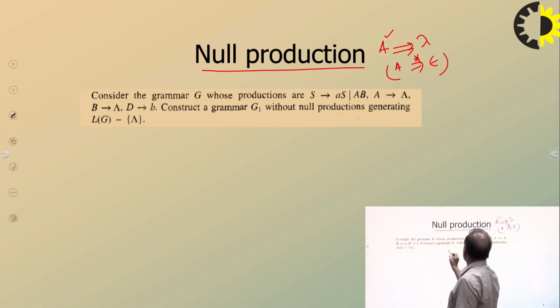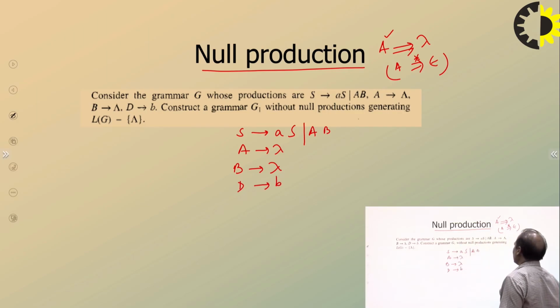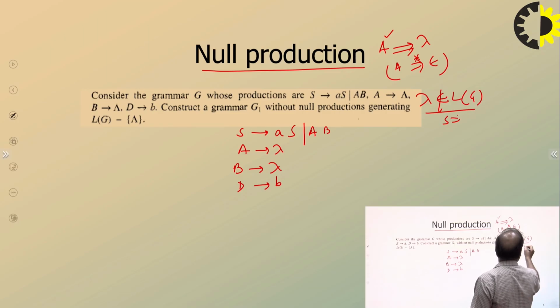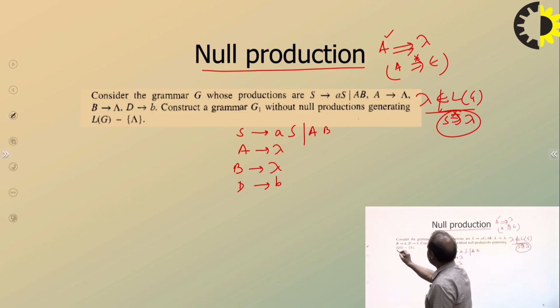So let's have one example: S goes to AS or AB, clear, and A goes to lambda and B goes to lambda. The question is that if lambda is not in the language L(G), then that means S does not derive lambda. So such productions can be eliminated. So the question is saying L(G) minus lambda.